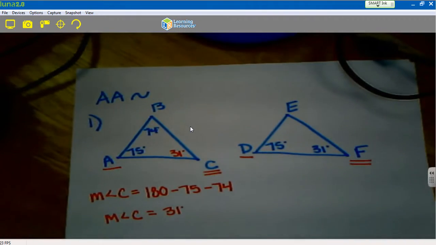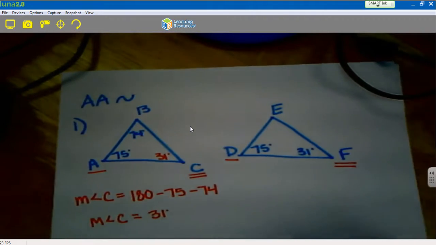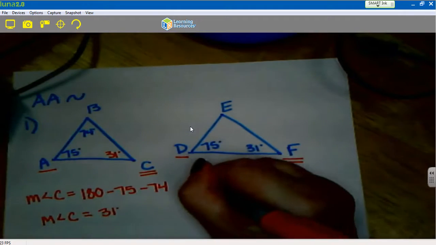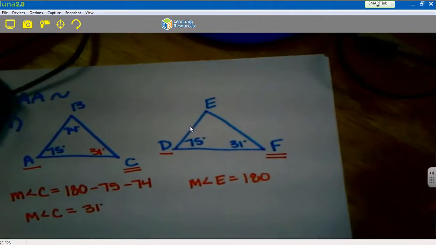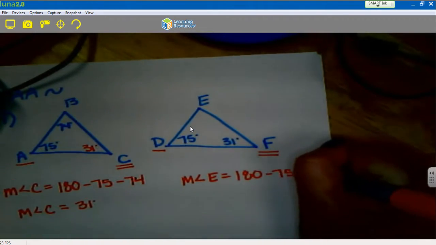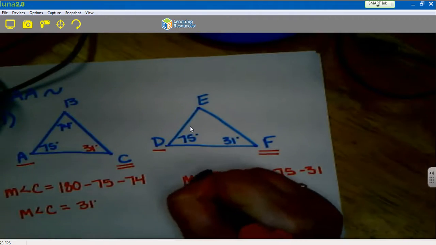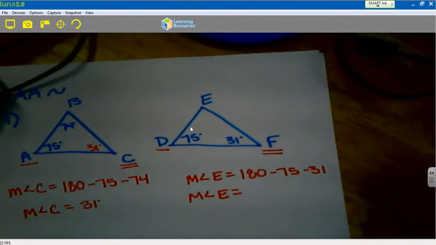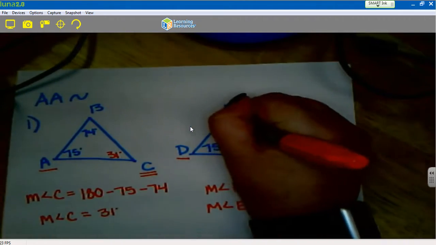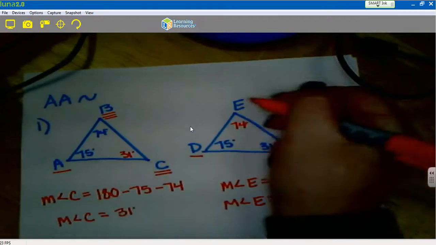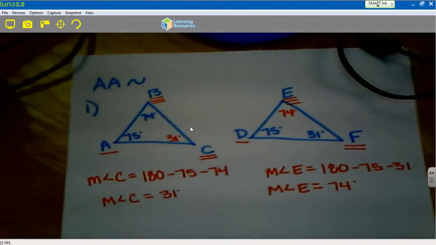31 degrees. Well, if we have two pairs of congruent angles, that means that that third angle also has to be congruent. Don't need that third angle, we only need two. But if we were to go over here and find the measure of angle E, we would do 180 minus 75 minus 31. And we would find that the measure of angle E is 74 degrees, meaning that B and E are congruent.